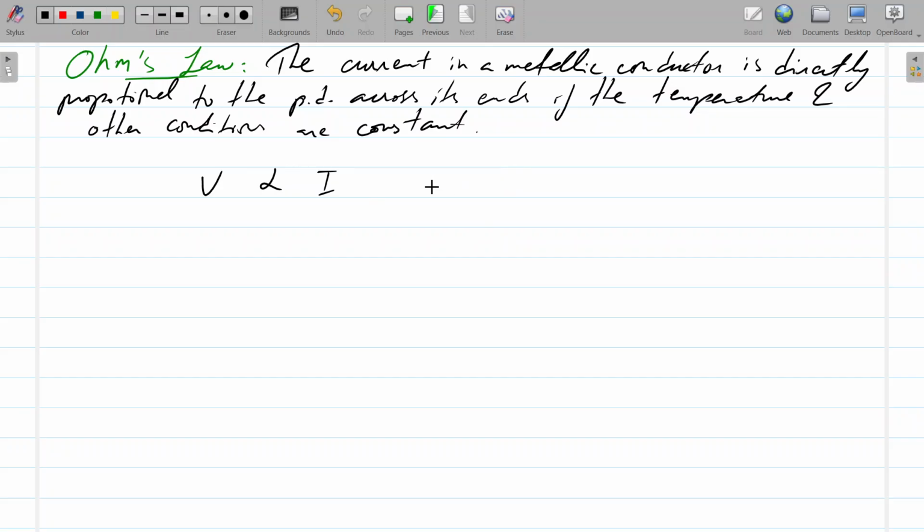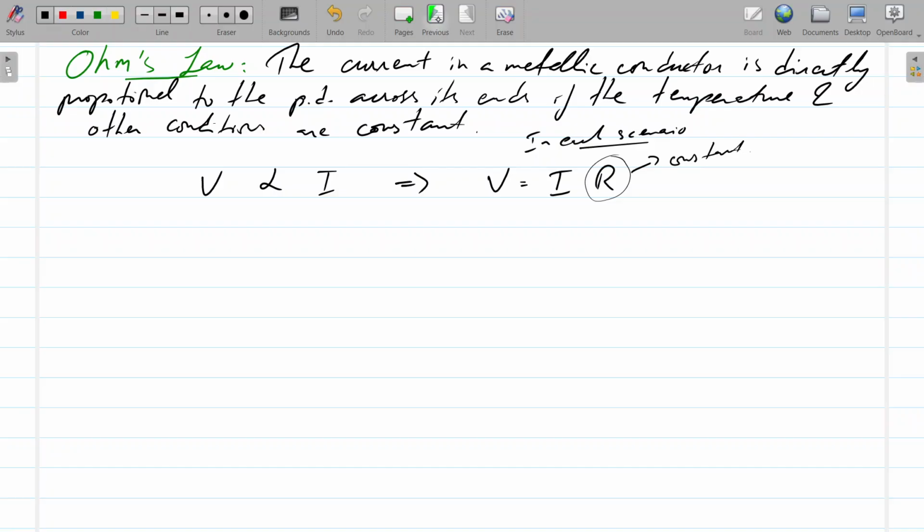And if we turn that into an equation, V equals I R. So R is the constant over here for a particular metallic conductor, not for everything. So for each conductor that we're talking about, resistance will be constant given whatever value of voltage or current you have. So this is the constant of the Ohm's law equation.